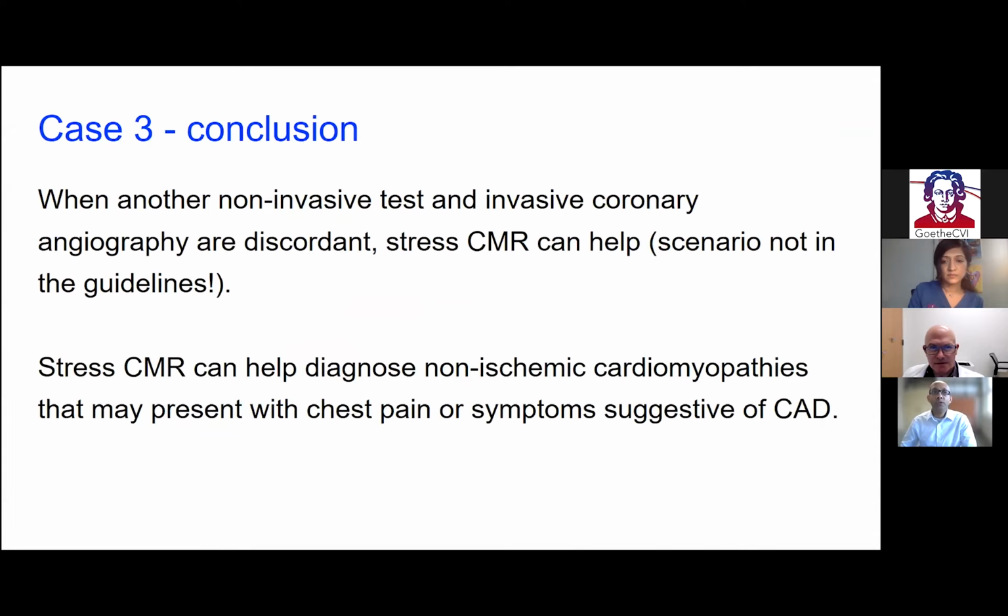The conclusion is that when another non-invasive test and an invasive coronary angiography are discordant, then stress CMR can help solve the puzzle. This is obviously a scenario that is not really in the guidelines. Separately, stress CMR can also diagnose non-ischemic cardiomyopathies that may present with chest pain or symptoms that are suggestive of coronary artery disease.